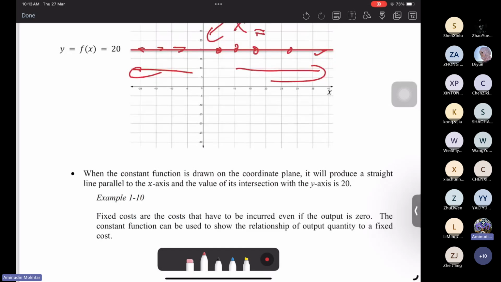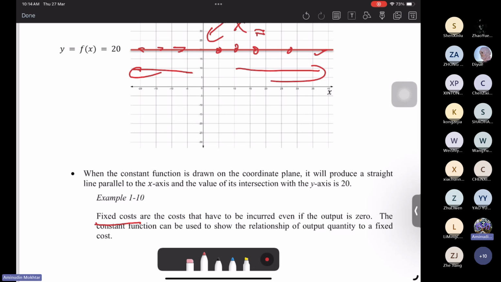But in economics, this constant function is known as a fixed cost function. We can apply it in a fixed cost function, where fixed costs are the costs that have to be incurred even if the output is 0. When the output is 0, there is some cost that the firm has to pay. For example, the cost of the building, the rent of the building, and so on. They are also related to the fixed cost.